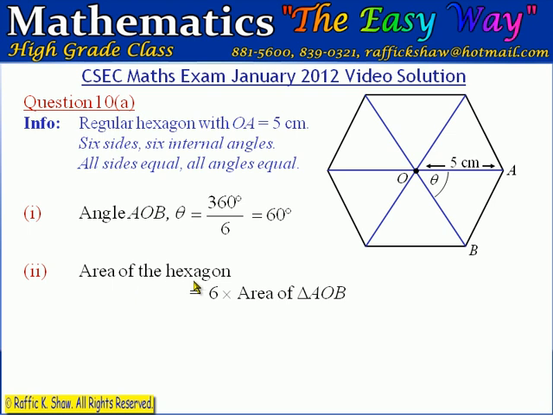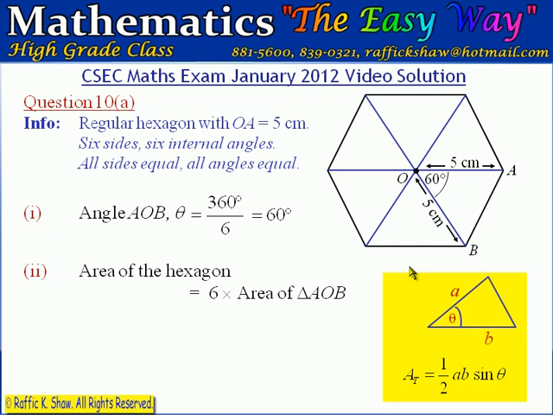And this is it. The area of the hexagon would be 6 multiplied by the area of triangle AOB. And as I have said, the length OB would also be 5 centimeters, and we end up having a triangle with 2 known sides and an included angle. And we can therefore use the trig formula for the area of a triangle when there's two sides and an included angle, and it is shown here.